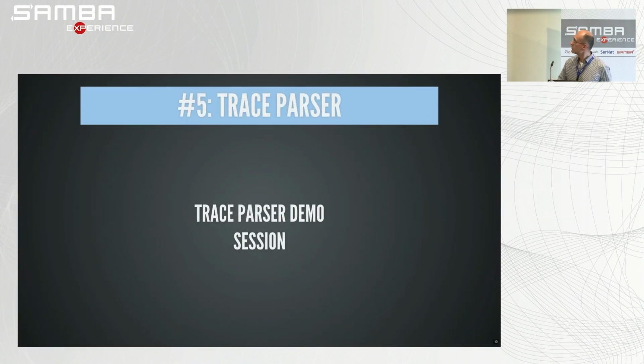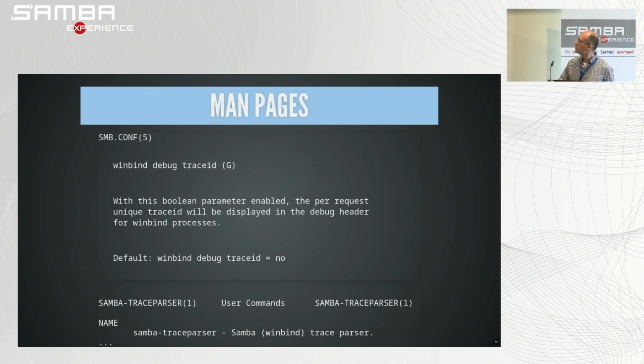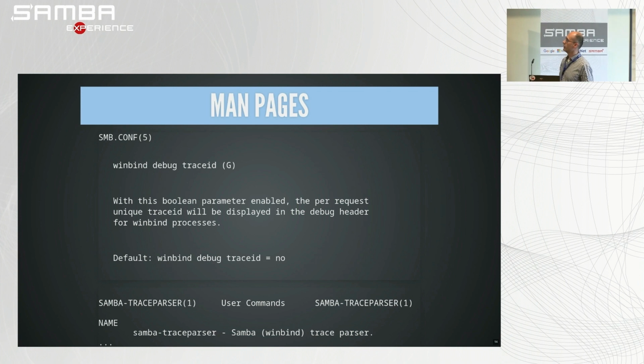Yeah, this session demo. So there exist man pages. First, there is a new smb.conf parameter named winbind debug traceid. This is disabled by default, and you need to enable it to get both new header fields, traceid and the depth.